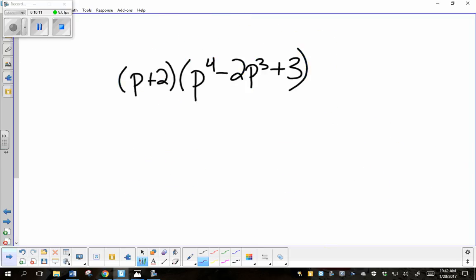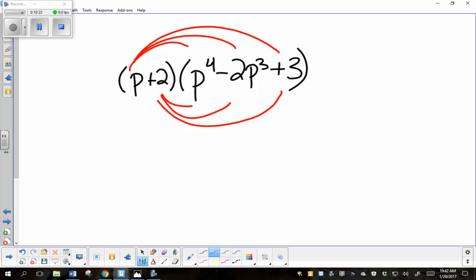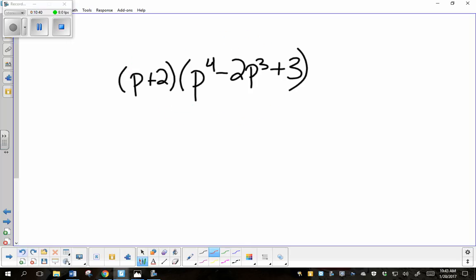All right, so on this problem, you can be writing it down as I'm talking here. So we're going to be multiplying a binomial, p plus 2, times a trinomial, p to the 4 minus 2p to the 3 plus 3. So if you want, you can do this the same way that I was first doing that last problem. You can make sure that the p gets multiplied to all three, and then the 2 gets multiplied to all three. Sometimes that can get a little messy and hard to remember where you were, so let me show you a grid method that will also work.